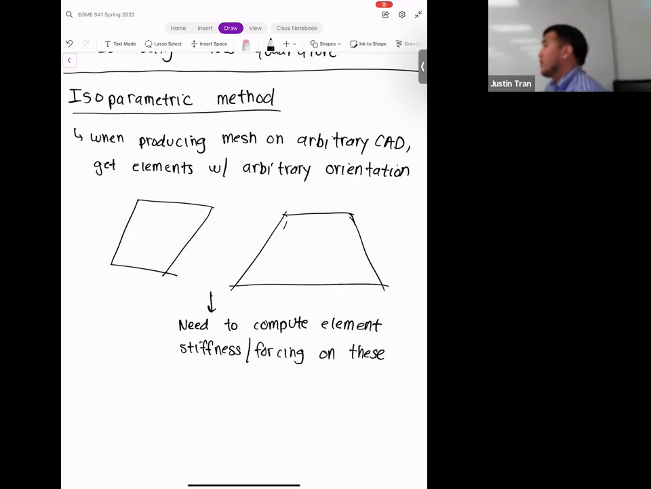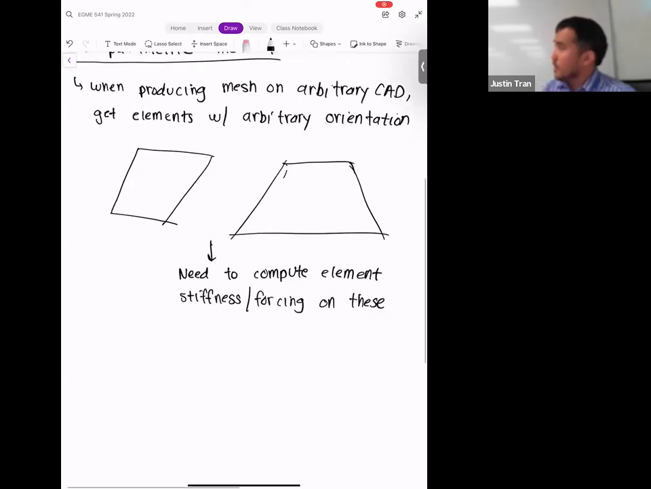As we've been saying for the last few weeks, in order to compute element stiffness matrices and element forcing vectors in the general finite element method, you have to perform integrals across the element. But when you have elements that are arbitrarily orientated like this, it becomes really difficult to evaluate these integrals. So instead of performing the integrals on these elements, we want to perform the integrals on what we call a parent domain.